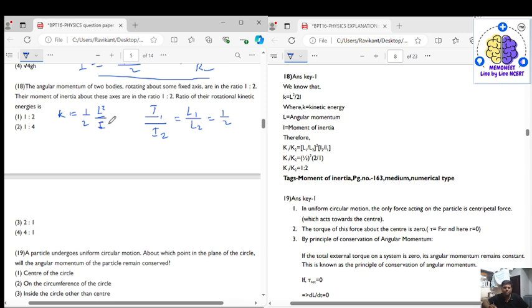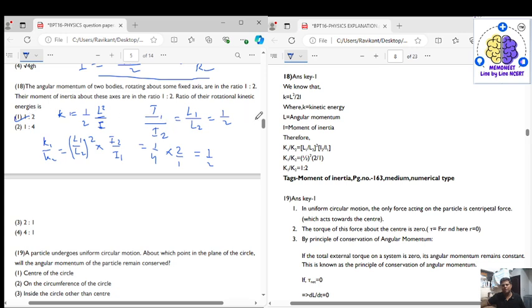From here we can say that K1 upon K2 is equal to L1 upon L2 whole square into I2 upon I1, right? So this will be equal to 1 upon 4 into 2 upon 1, which is equal to 1 upon 2. So the ratio K1 upon K2 will be 1 is to 2, which is option 1. So the correct answer for question number 18 is option 1.